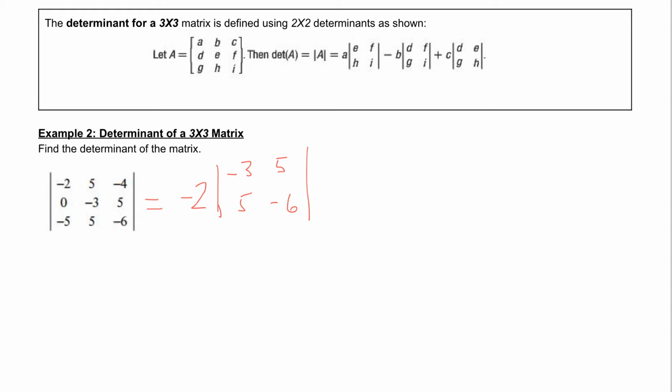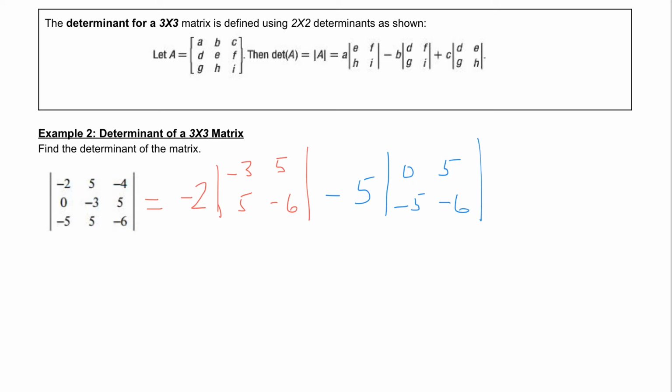Now what I'm going to do is move to the B. So I want the opposite of B. So I want minus my 5. So here's the B, so I want the opposite of that. And then I'm going to take out that row and that column that it's in. So the determinant that I want to go with it is 0, 5, -5, and -6. Okay, so let's get rid of that.